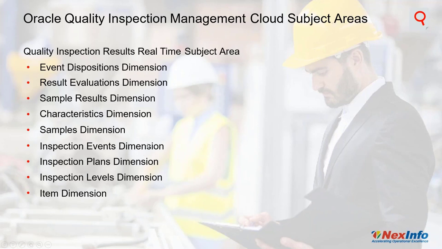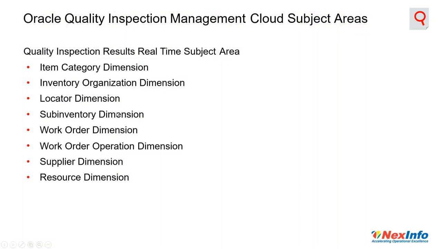So these are pre-configured for you, as well as some other things like item category dimension, inventory org dimension, locator, work order, suppliers, and resource dimension. All these dimensions are live data, and then you can create ad hoc reports, as well as use the reports provided by quality management out of the box, or you can configure those reports based on your needs, depending on what data elements you want to see.